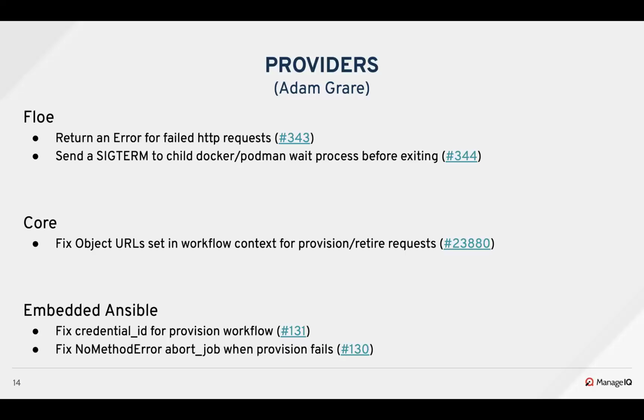And finally, for embedded Ansible, we fixed a bug with the credential ID in provision workflows behaving weirdly based on whether it was a single value or an array with the ID and the name. And fixed a bug with abort job being called, which raised a no method error when provisioning was failing. And next slide.